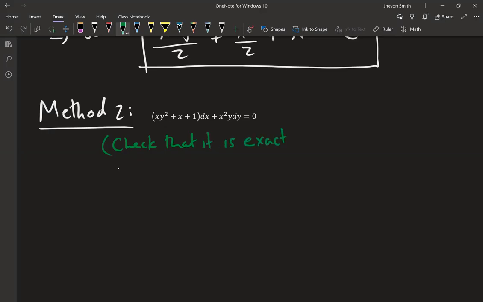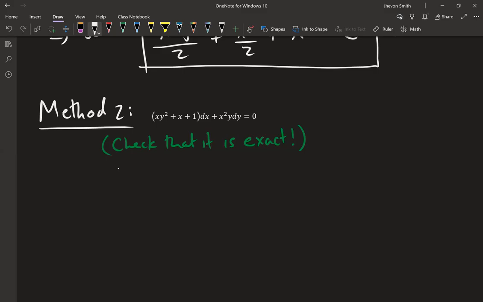I mean, we're in the exact equation section, so you know it's exact, but in general, on a quiz, I'm not going to tell you that an equation is exact. You will have a variety of equations on one piece of paper, and you have to figure out, oh, this one is exact, this one is first order linear, that one is homogeneous. So you do have to do a check that it is exact, okay? Now, we already did the check earlier, so let's actually jump into finding the solution.